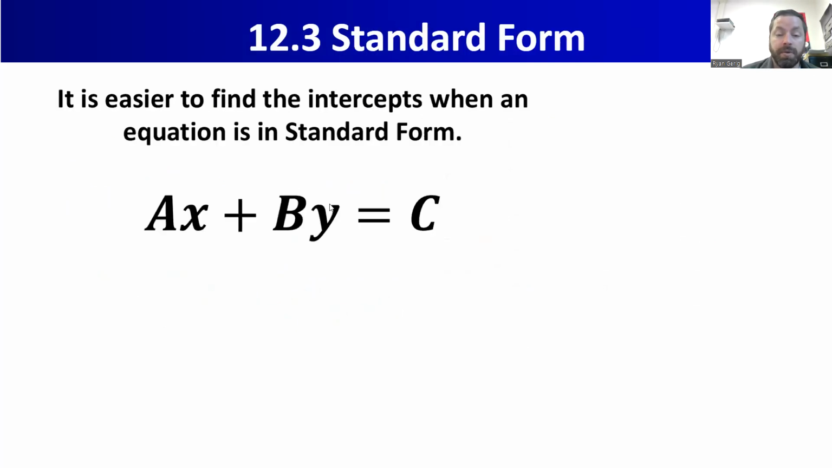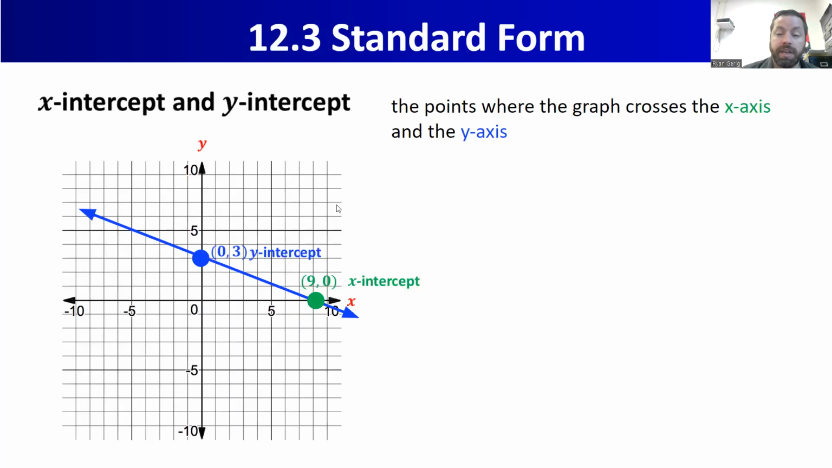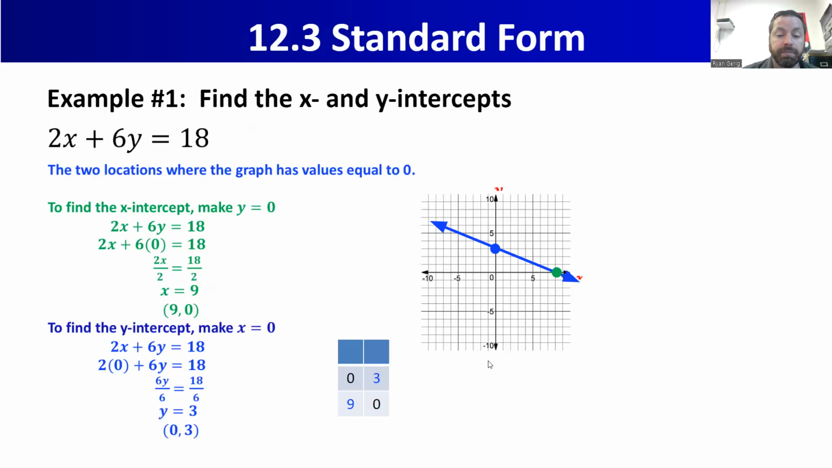We moved on to, with the last lesson, standard form, where we had ax plus by equals c. X and y, again, were on the same side of the equal sign. We use the intercepts, or the points where the graph crosses the x-axis and the y-axis, to find 2 points on the graph that we could then use to graph.